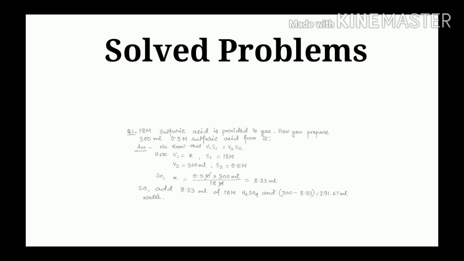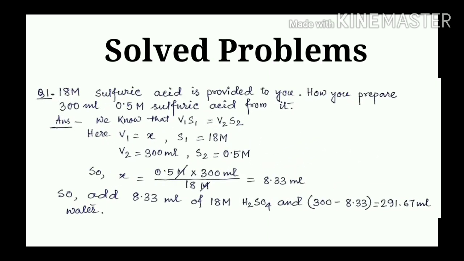Problem number 1. You have to prepare 300 ml of 0.5 molar H2SO4 solution from 18 molar H2SO4 stock solution. I have used the V1S1 equals V2S2 formula. Here V1 is unknown because we don't know how much stock solution we need to prepare the working solution. S1 is 18 molar, V2 is 300 ml, S2 is 0.5 molar. So V1 is 8.33 ml. So add 8.33 ml of 18 molar H2SO4 and mix with 291.67 ml water.